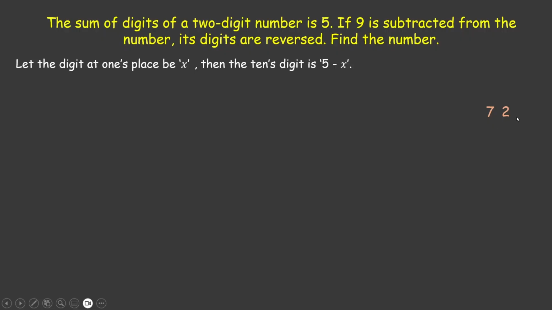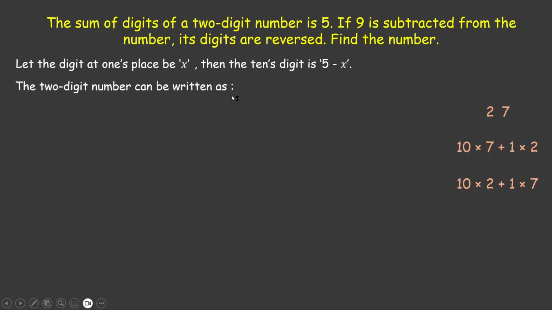Now let us just consider a random two-digit number, for example 72. How can we represent this number considering the place values of the digits? We can write it as 10 into 7 plus 1 into 2. Now if we reverse the digits, the number becomes 27, and this can be written as 10 into 2 plus 1 into 7. That is what we are going to do over here.